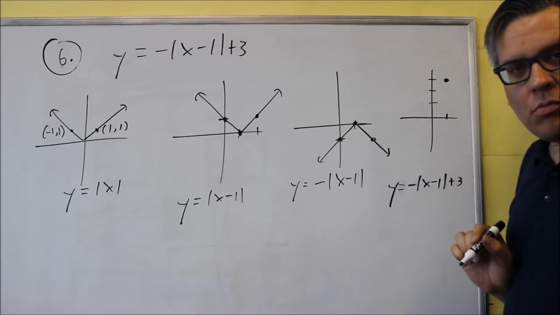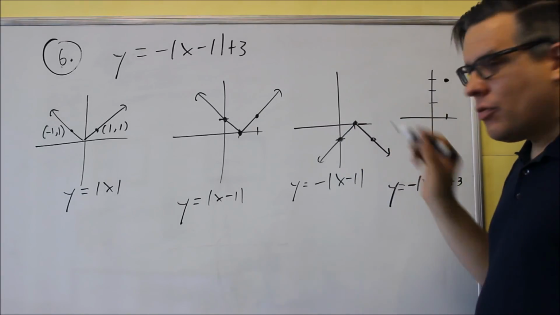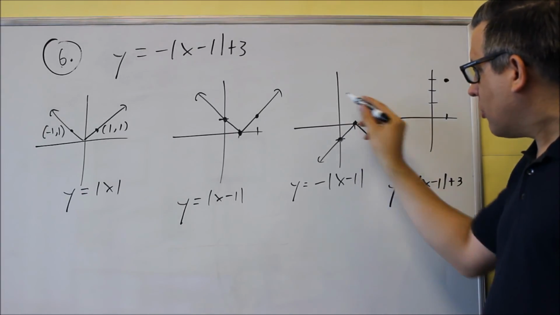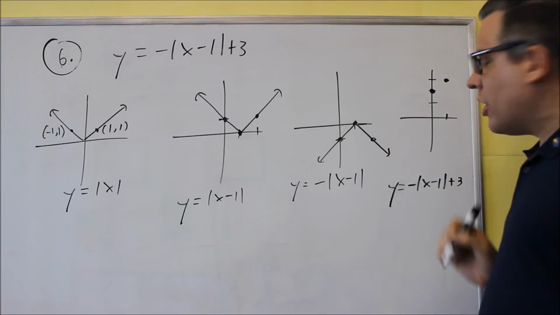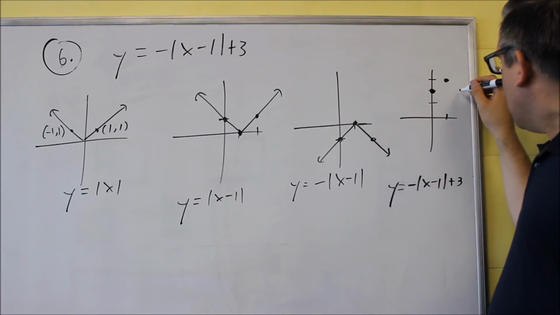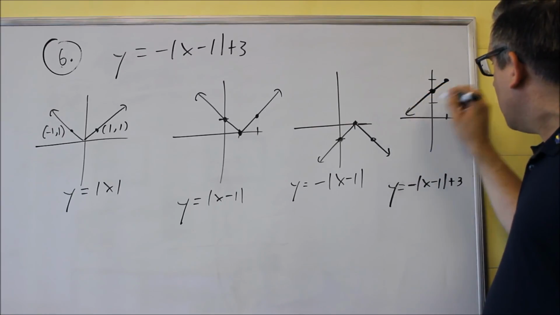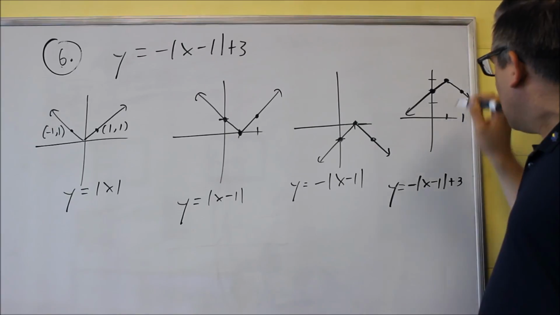We shifted up 3. This point was at 0, -1. I'm going to add 3 to that. So I go 1, 2, 3. So it's going to go up to right here. This point, I add 1, 2, 3. It's going to be right here at this level. So now the graph is going to come down and look like that.